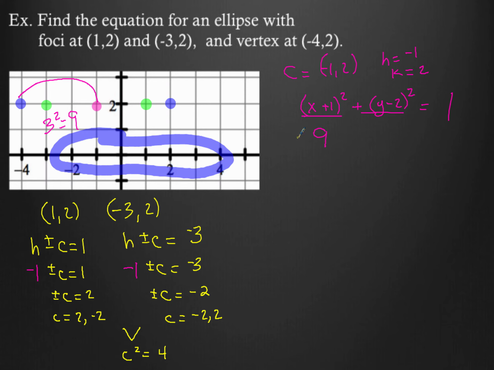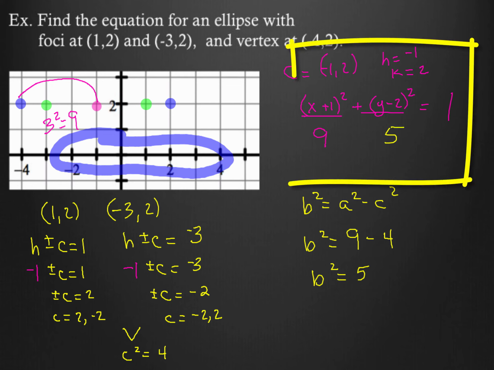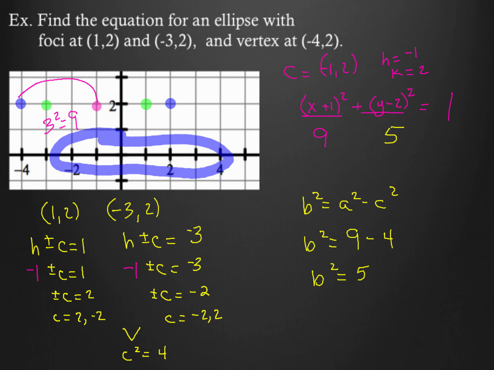So that's going to help me out when I go to find my b squared, because that's a term I'm still trying to find. So b squared is going to be, remember, that's just a squared minus c squared. My a squared term is 9, and I just found that c squared was 4, which means b squared has a value of 5. Booyah! We are done with this junk. So our equation for this ellipse would be the quantity x plus 1 squared over 9 plus the quantity y minus 2 squared over 5 equals 1.